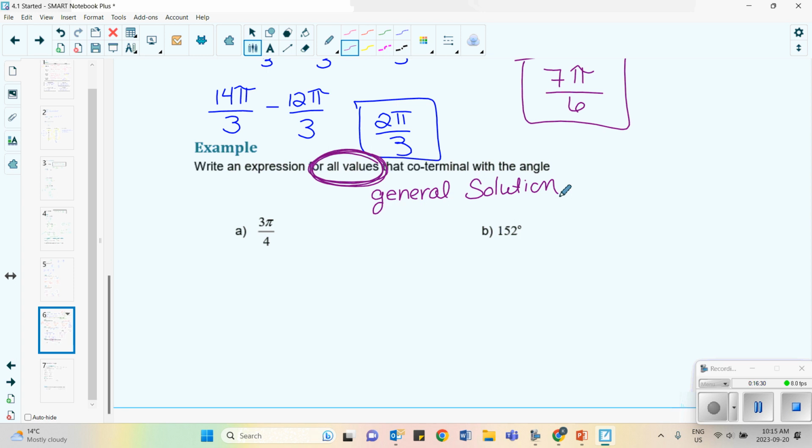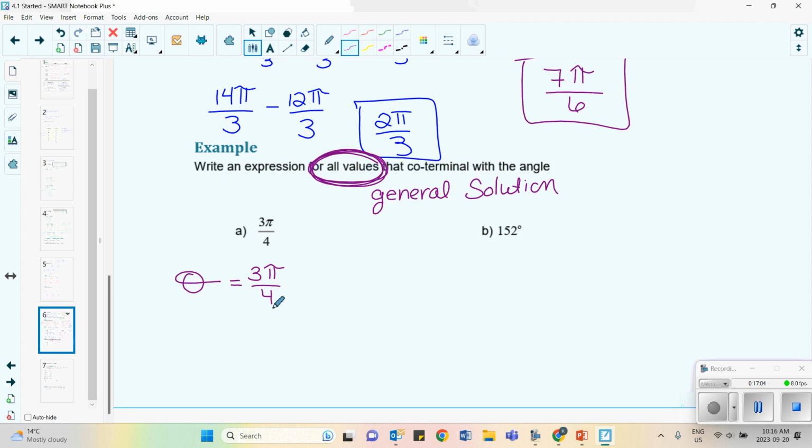So I'll switch back and forth between the language in your assignment, tests, and quizzes. You need to know what a general solution is asking you to do. So we are going to say theta is equal to, what's the first thing we need? We need our angle, 3 pi over 4. Do I want to use integers, or do I want to use whole numbers? I think I'm going to use integers.